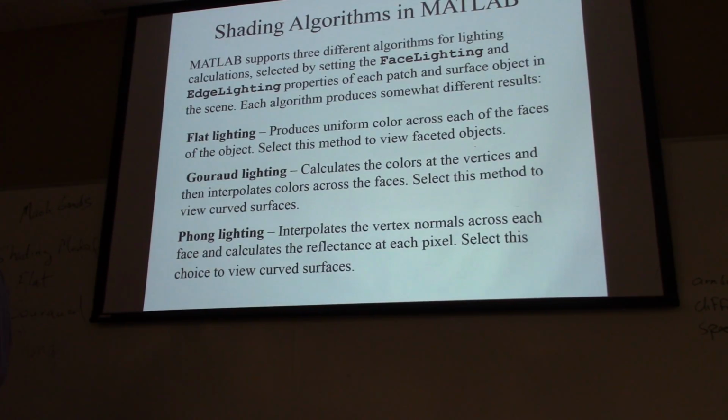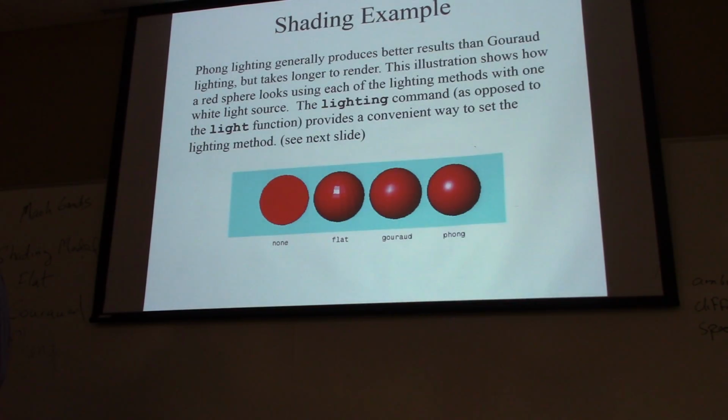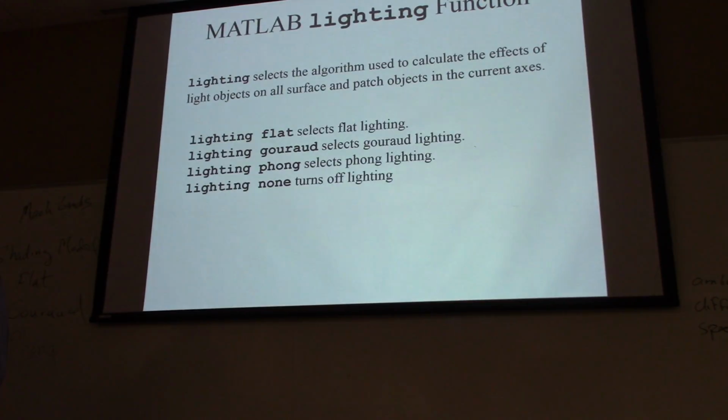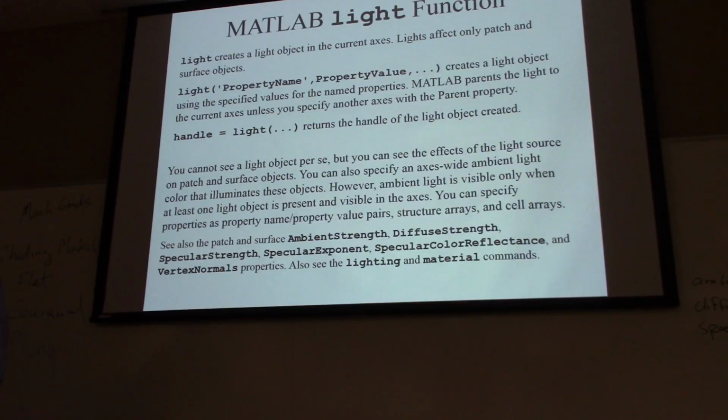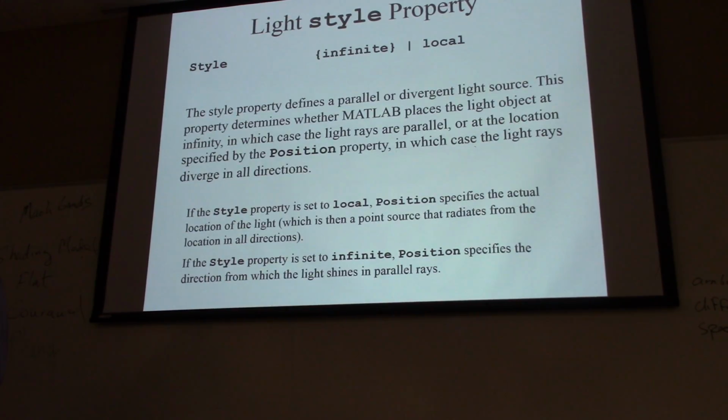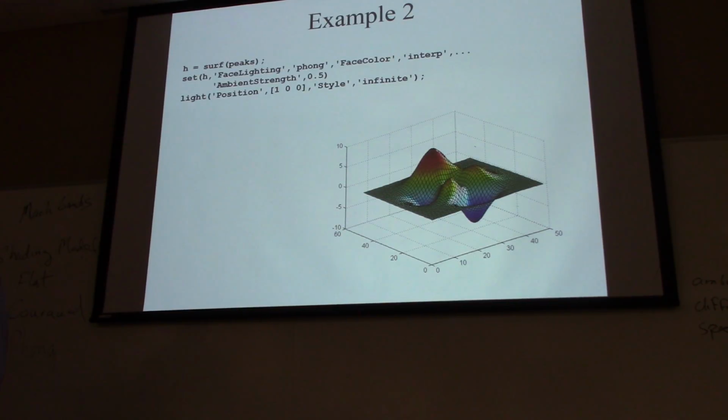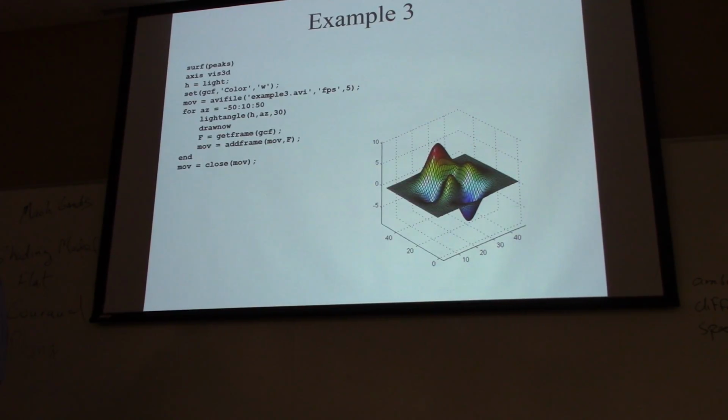Okay, we talked about this, shading algorithms. And we saw this slide. Here's the light objects. We saw that. Light style. We saw this example. Looks like there's a repeat there from what we had before. Ta-da, so we're finished.